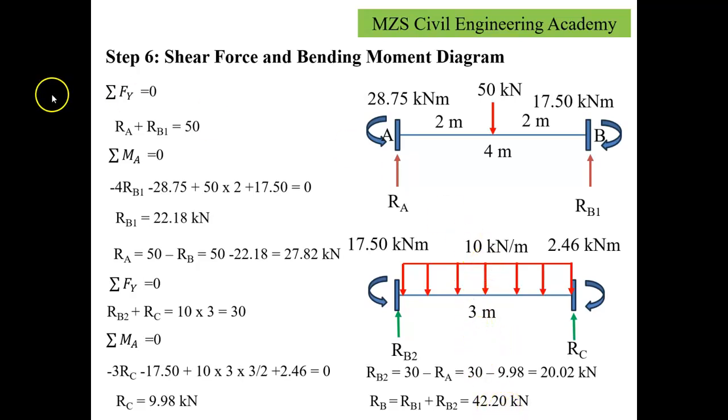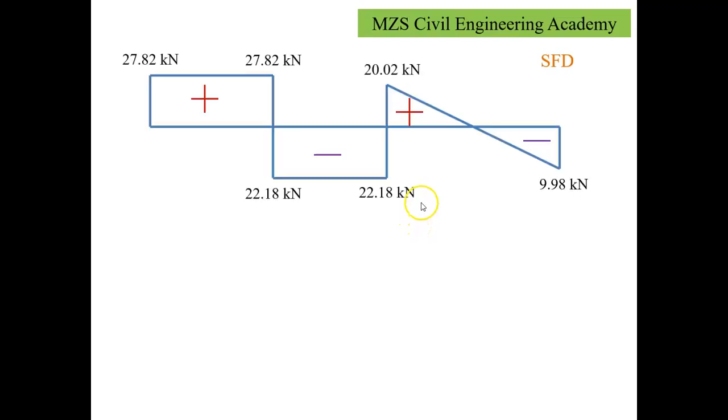Now once we have the reactive forces and moments at the joints, we can construct the variation of shear force along the span. So the shear force diagram works out to be like this. At A, we will have 27.82. Below the load, there is a variation from 27.82 to 22.18. Then at B, we are going to get the variation like this, and at C, this will be the shear force diagram for the available forces at the respective joints.